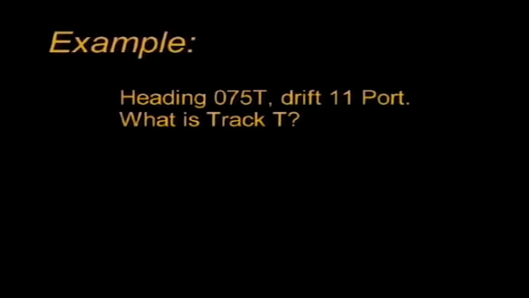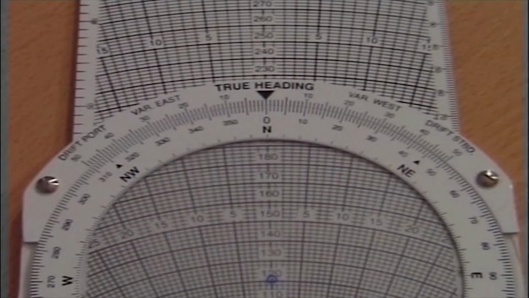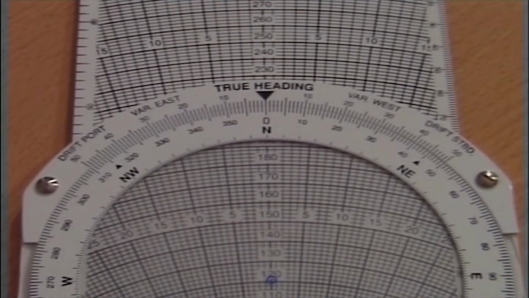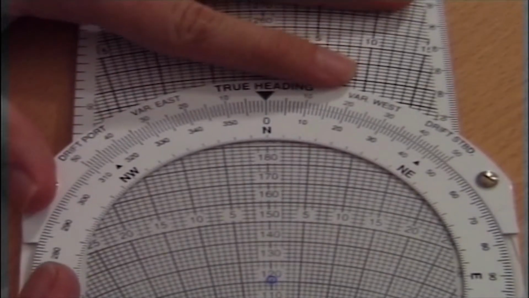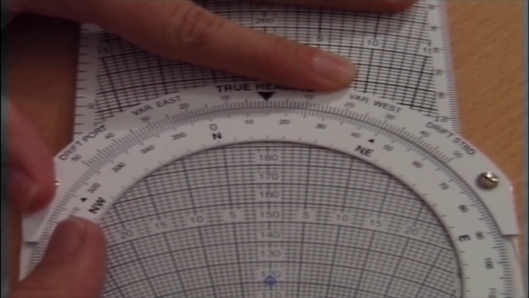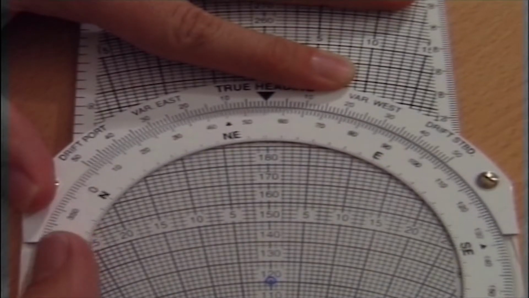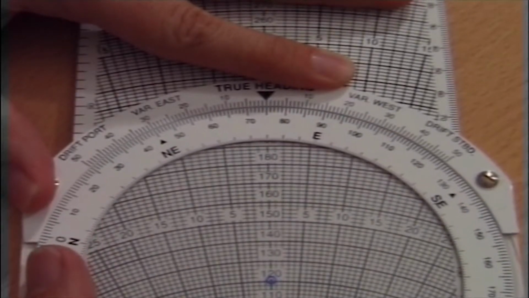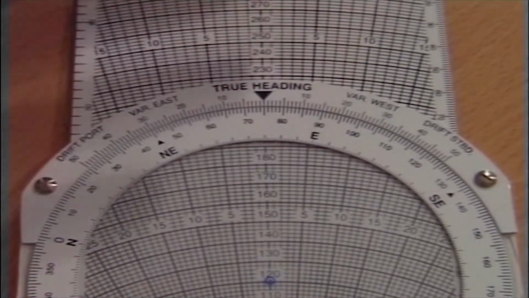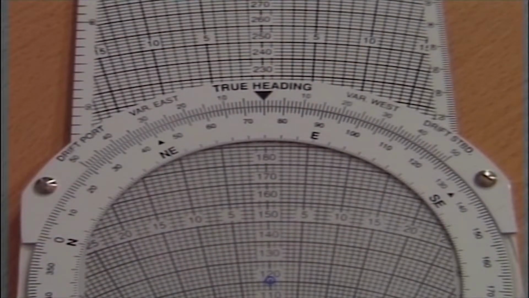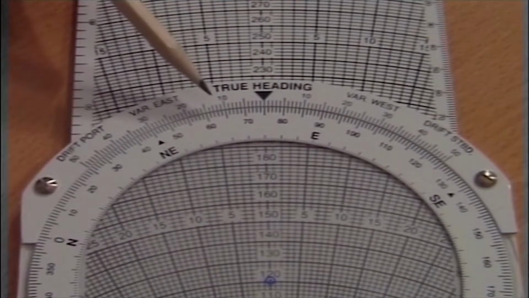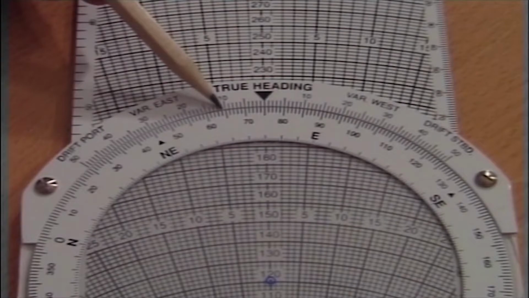Always remember that you are blown from heading to track. For example, heading is 075 degrees true, drift is 11 degrees port. What is track? The true heading is 075, so line up the inner scale value of 075 underneath the true heading index. Look for 11 degrees port drift on the left hand side of the outer scale, which is here. True track may be read underneath, which is 064.